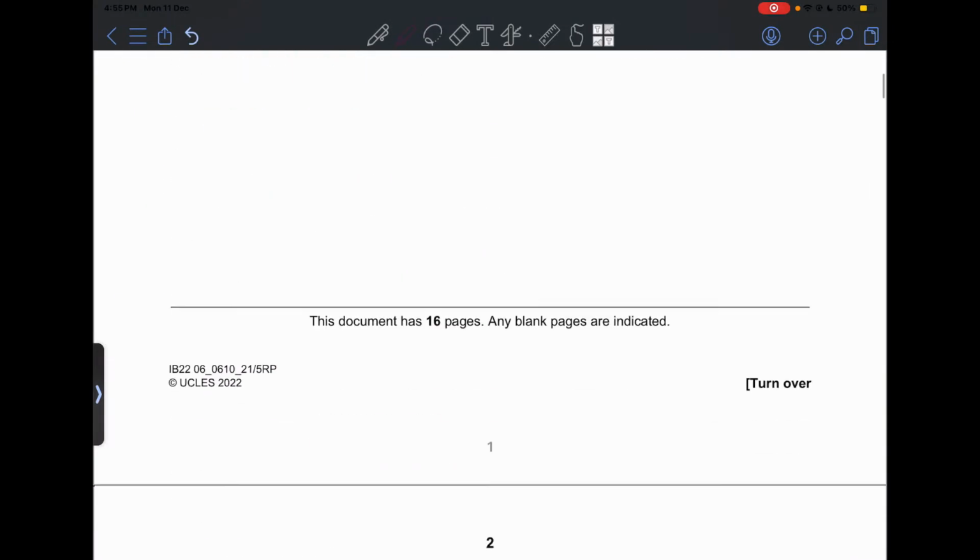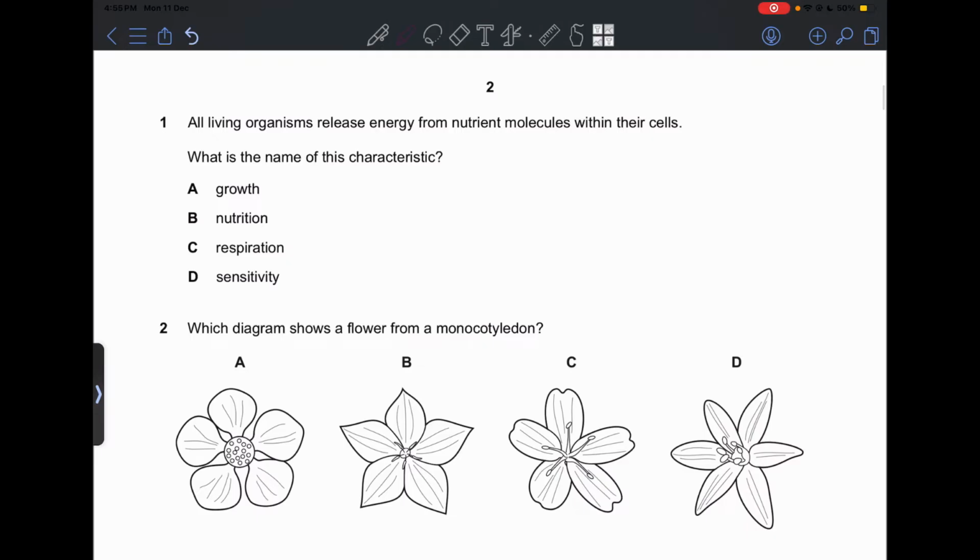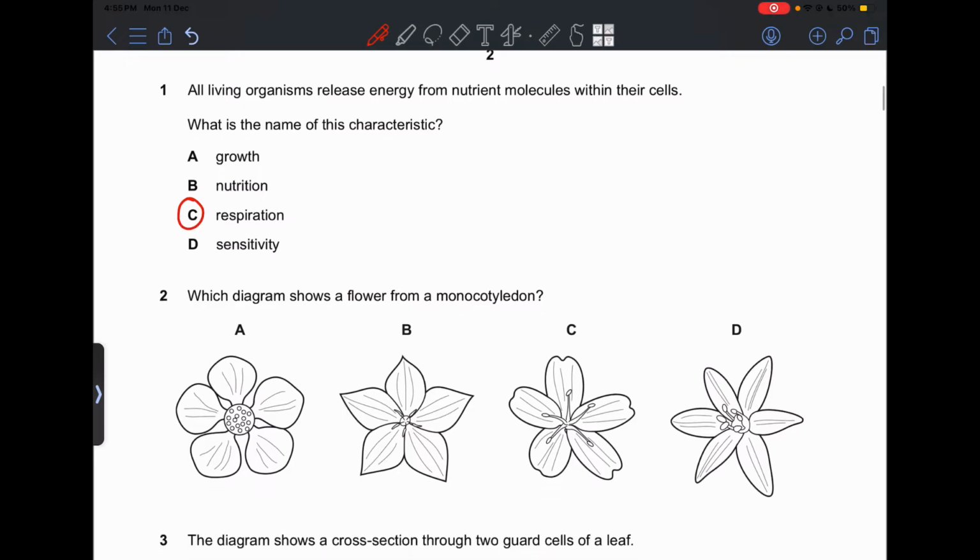Let's start solving. Question number 1 says, all living organisms release energy from nutrient molecules within their cells. What is the name of this characteristic? Of course, we know that releasing energy comes from respiration, which is breaking down glucose to form energy. So our answer is going to be C, respiration.